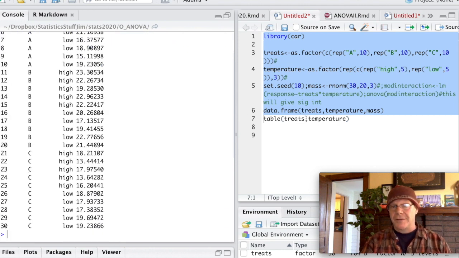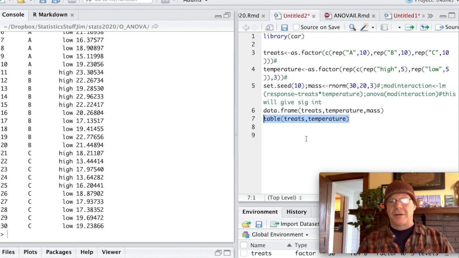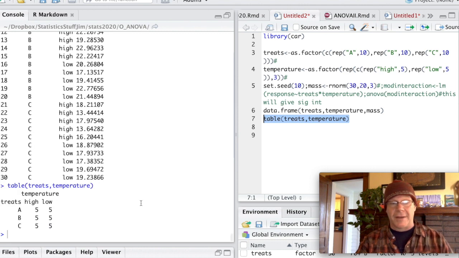And to show that it's a balanced design and that all possible combinations are included, I'm going to use this function called table, and I'm going to put treats and temperature in there, and it's just going to give me the number that's occupied in all those combinations. And so here I have a nice little balanced design where I have 5 in treatment A at a high temperature, 5 in treatment A at a low temperature, 5 in treatment B at a high temperature, and so forth. So in total, each of the different treatments has 10 replicates, and temperature has a total of 15 replicates for each of those two treatments. In total, we have 30 replicates.